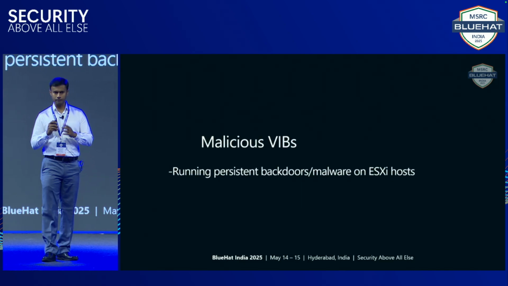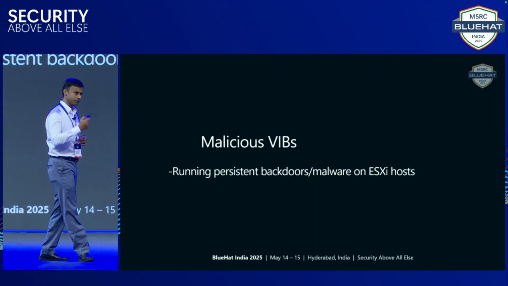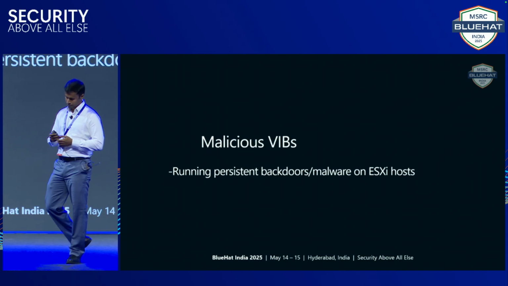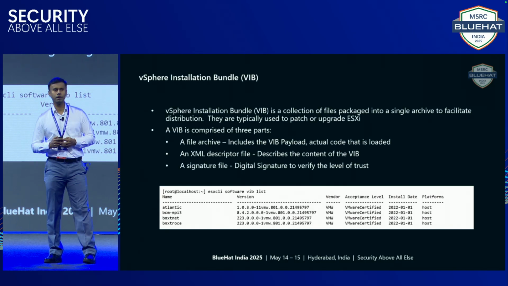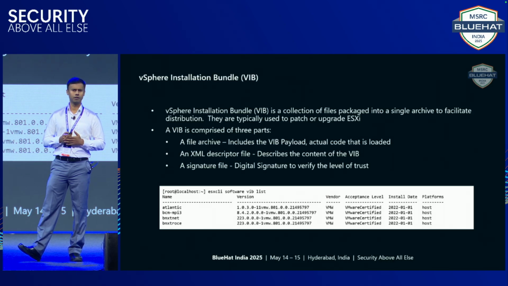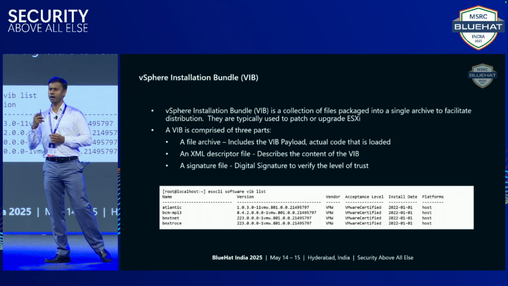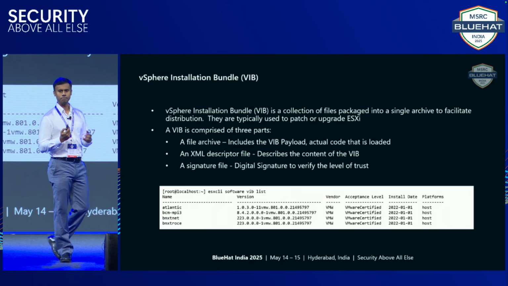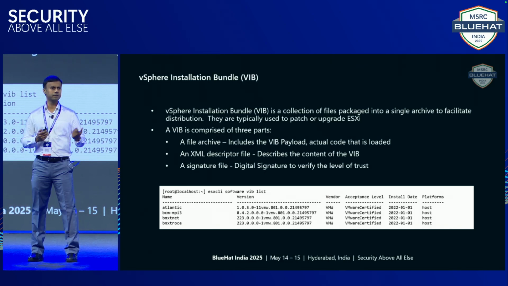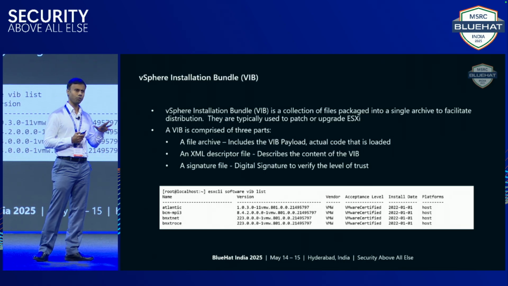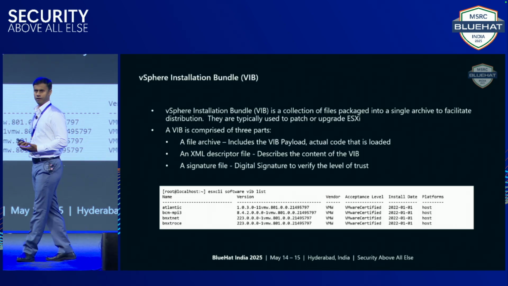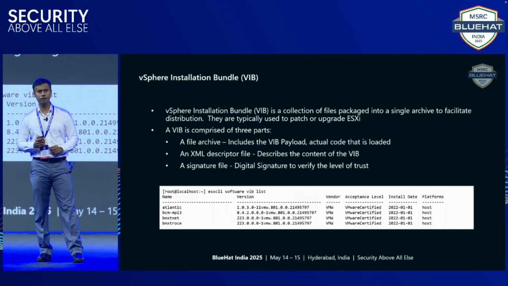Let's move to the last attack technique, how threat actors run persistent backdoors in ESXi host through VIB files. So VIB stands for vSphere Installation Bundle. So that's a collection of files packaged into a single archive file used for distribution. Typically, ESXi hosts are upgraded or patched through VIB files. A VIB contains three important components. One is the actual payload, and then the descriptor file. So that denotes content, what is there in it. And the third file is called the signature file. So that's a digital signature. So that helps us to identify the integrity of the VIB file.